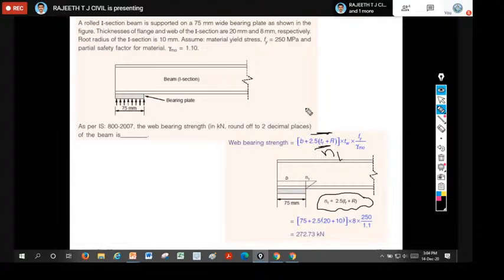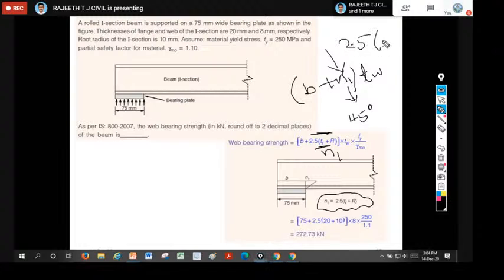So the effective bearing length you should take here is Bn plus B plus N1 into the thickness of the web. This N1 will vary for web buckling strength. In case of web buckling, you need to take 45-degree dispersion, whereas in case of web crippling or web bearing, we should take 2.5 times of that, that is 2.5 into thickness of flange plus R. So you should remember these basic formulas.